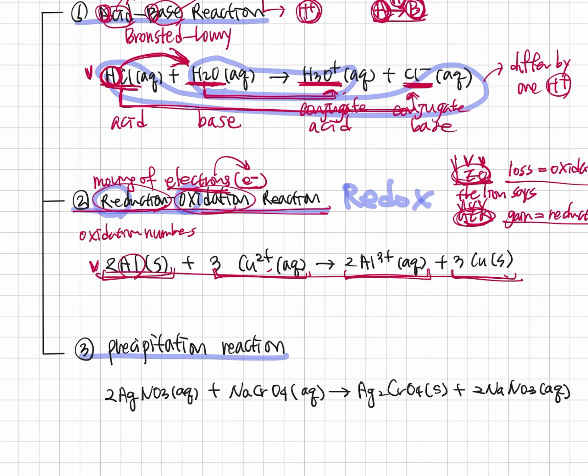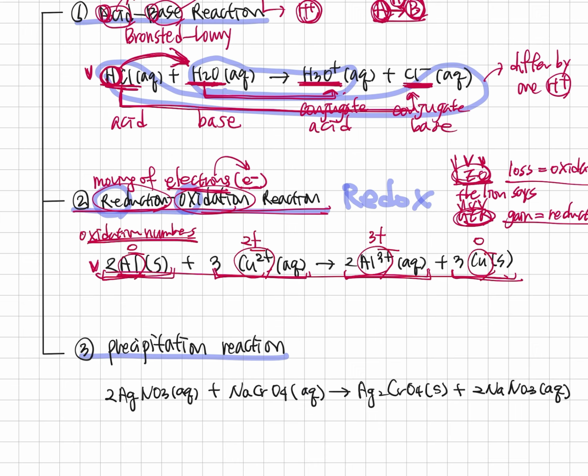Al here is neutral, so it's going to be a 0. Cu2 plus is going to be 2 plus. Al3 plus is going to be 3 plus, and Cu is going to be a 0. I have more explanation about these oxidation numbers in an upcoming video, so make sure to watch that one if you're unsure about how these numbers come up.